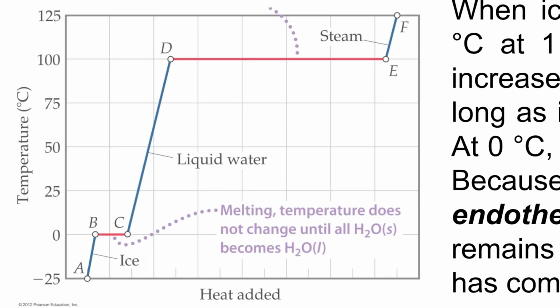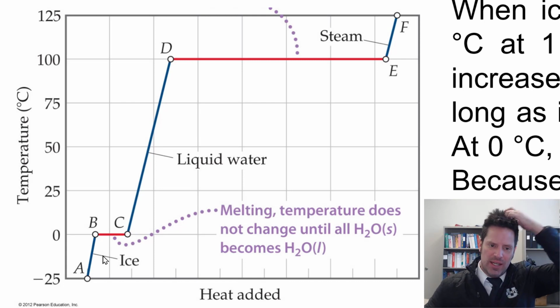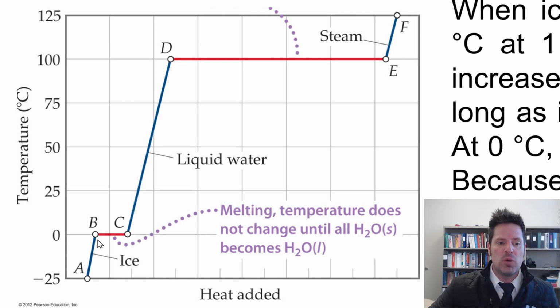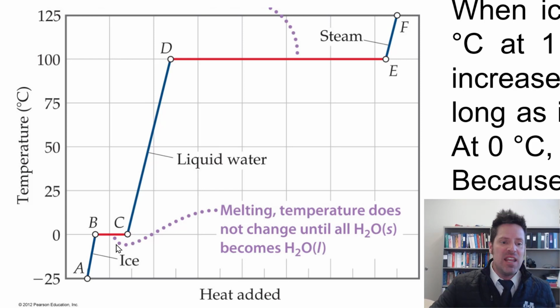So when ice is heated from negative 25 degrees Celsius at 1 atmosphere, you can see down here, its temperature gradually rises. Now, it stays solid as long as it remains below 0 degrees C. At 0 degrees C, however, the ice starts to melt. Because melting is an endothermic process, the ice actually plateaus at 0 degrees Celsius, even as you add more heat energy until all of the solid ice is completely melted. See that no temperature change even as you add more heat?